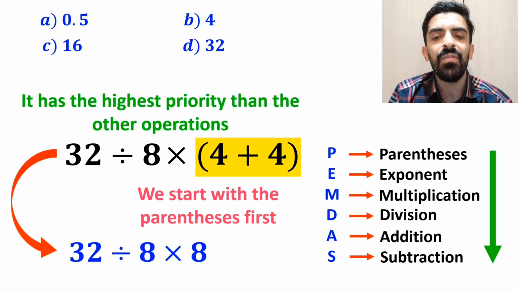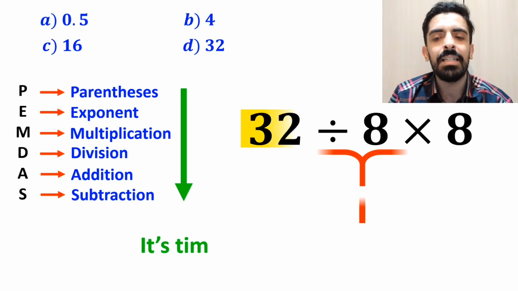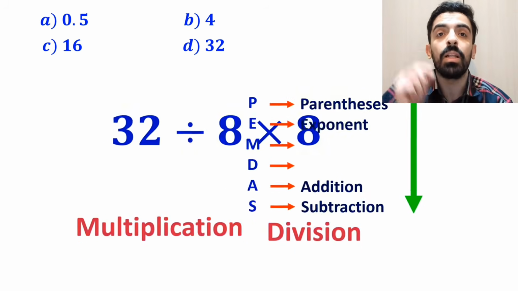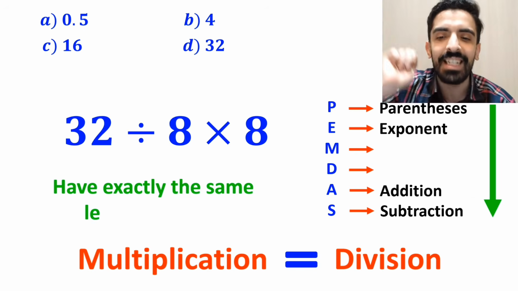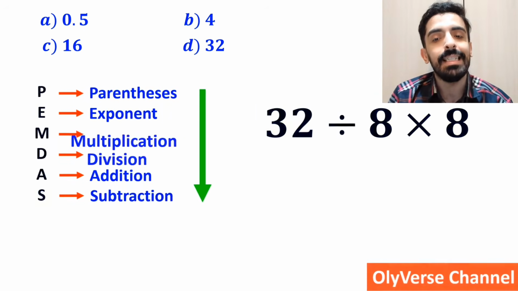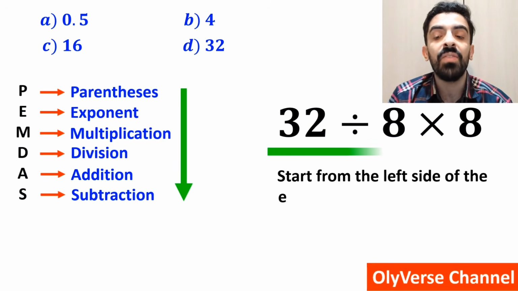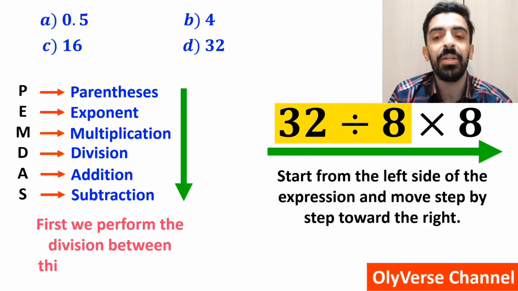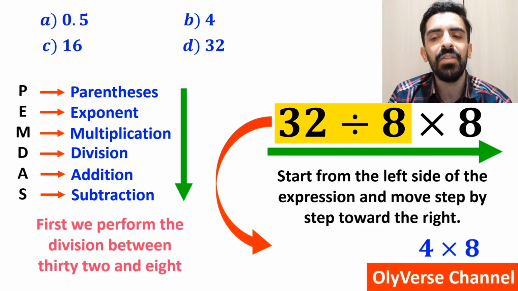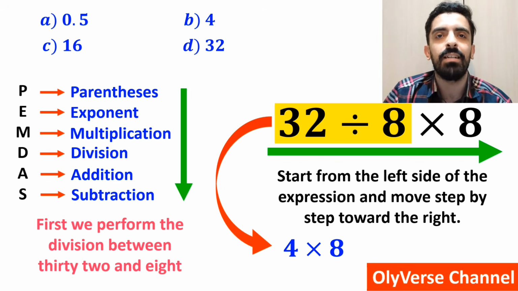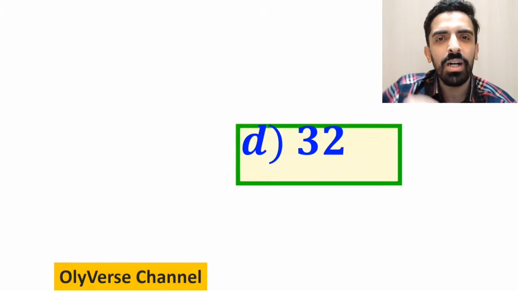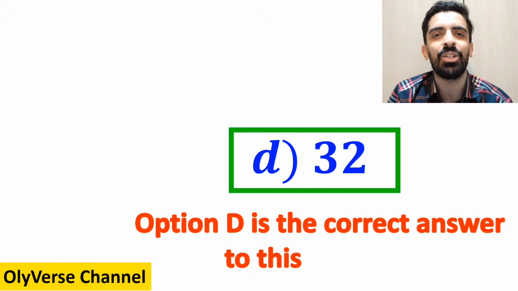Okay, this expression simplifies to 32 divided by 8 multiplied by 8. Now, it's time to simplify this expression. It's very important to note that in the PEMDAS rule, multiplication and division have exactly the same level of priority. In this case, all we need to do is to start from the left of the expression and move step by step toward the right. So, first we perform the division between 32 and 8, which simplifies this expression to 4 multiplied by 8. And finally, the value of this expression will be 32. Therefore, option D is the correct answer to this question.